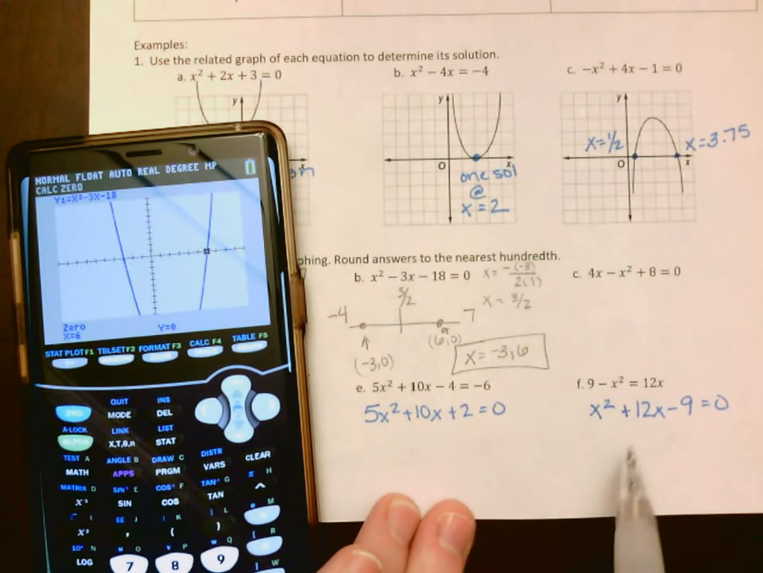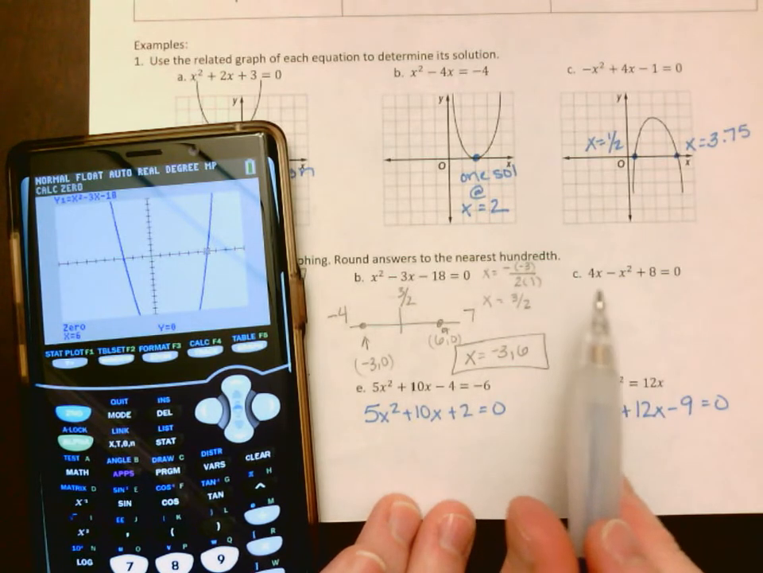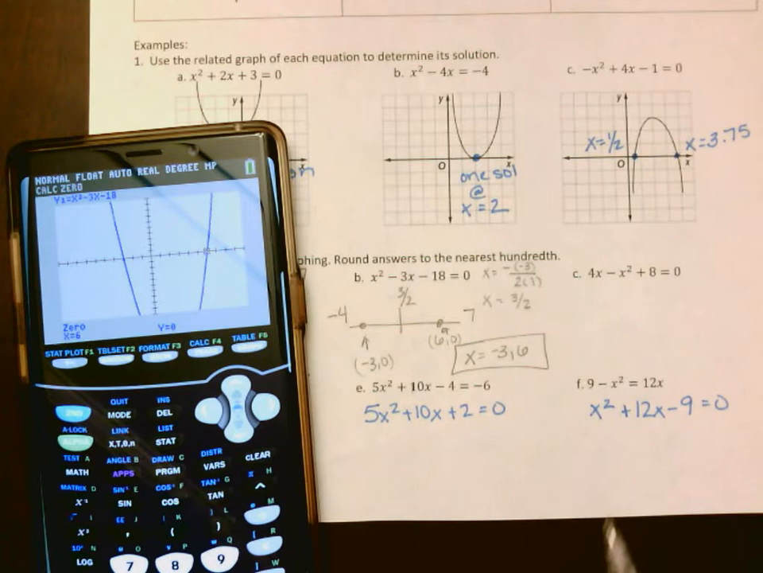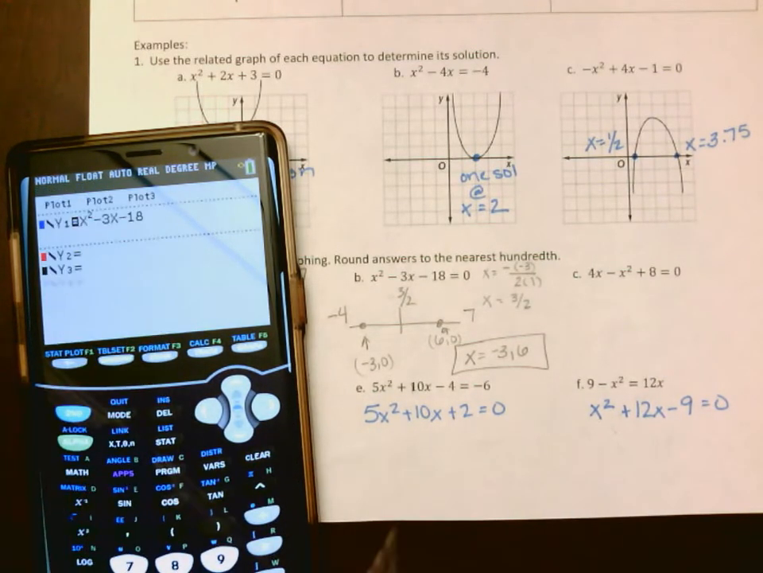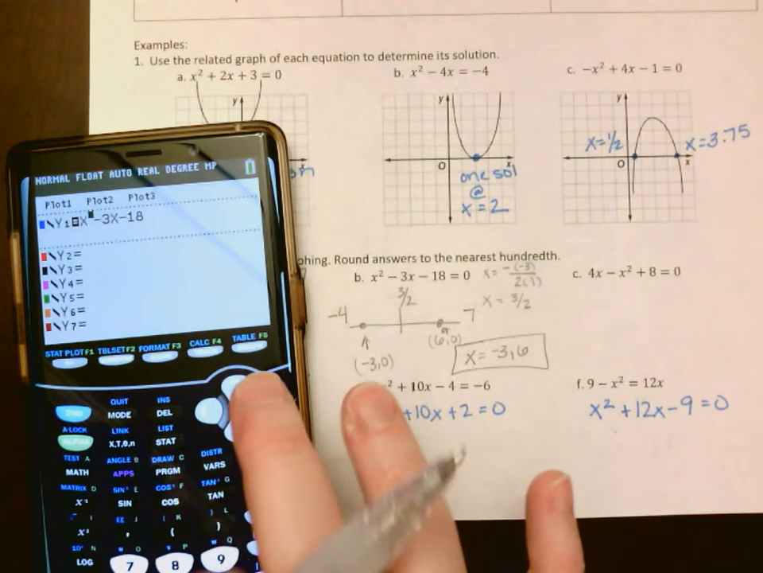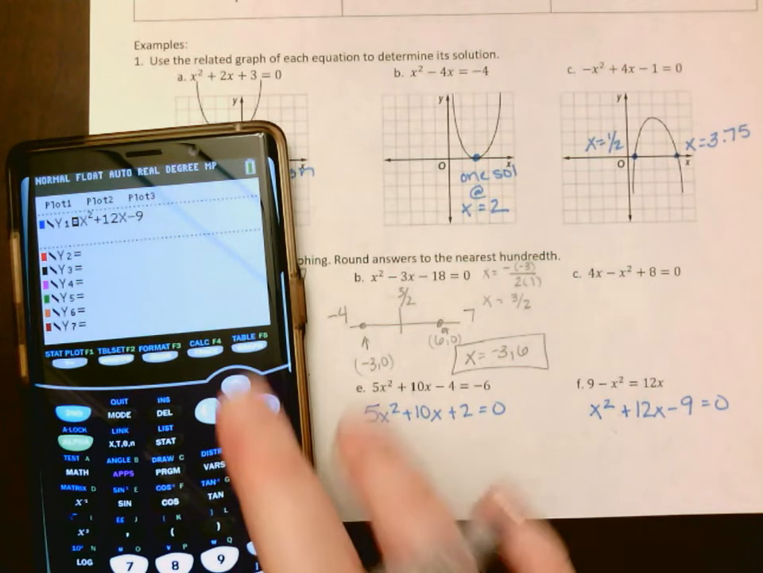So what I'm going to do is I'm going to pick over here, I'm going to do number F right now, because I want you to try doing the other ones. The equations, you can write them out however you want, and that's all you're doing. But here on this one, I'm going to do that one, because I know it doesn't show up nicely on your graph. Y equals x squared plus 12x minus 9. I'm going to hit graph.